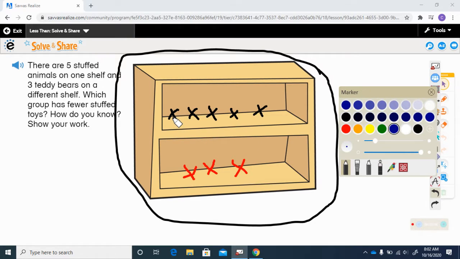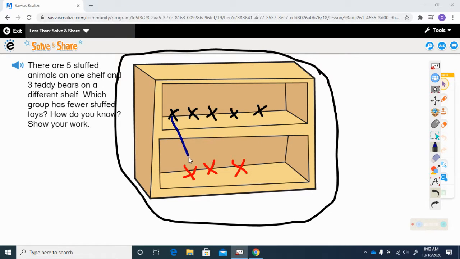I'm going to match this stuffed animal's X to that teddy bear. I'm going to match this stuffed animal to this teddy bear. And I'm going to match this stuffed animal to this teddy bear. Now look, all of the teddy bears are matched up, but we still have stuffed animals left over, don't we? You don't need to circle these, but look at this. We still have stuffed animals left over.